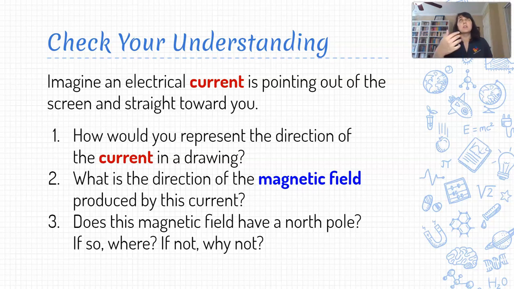Okay, so if we want to represent the direction of coming out of the screen toward you, that's going to be represented by a dot. Again, think of an arrow getting shot towards you and you seeing just the tip, the little point of that arrow. Okay, so with that being the case, we've got this current that's pointing out of your screen towards your face. Second question, using that right-hand rule, what is going to be the direction of the magnetic field that that current is producing?